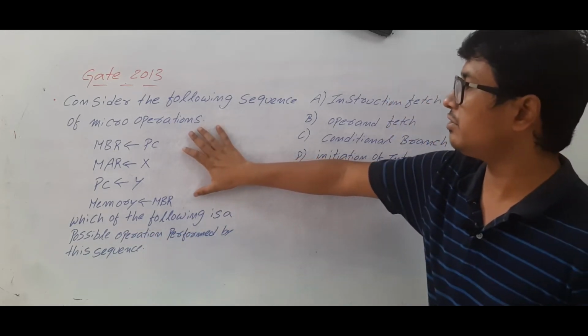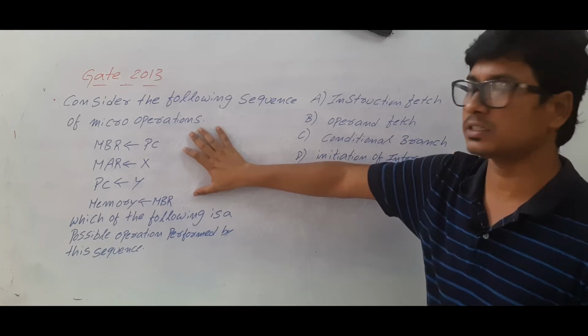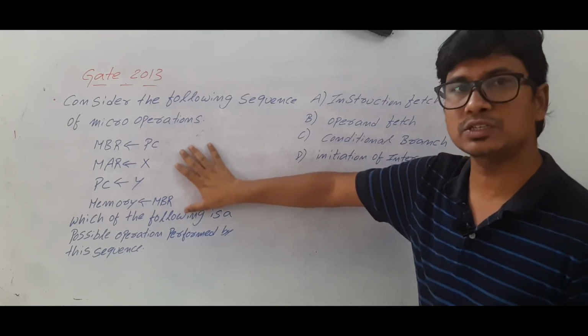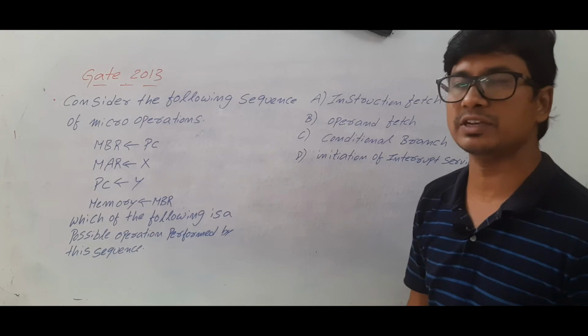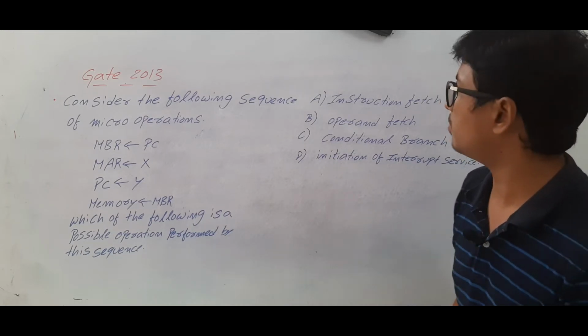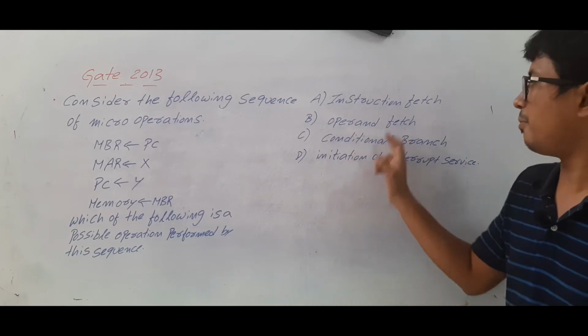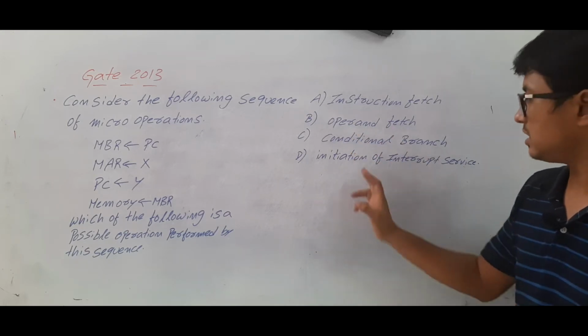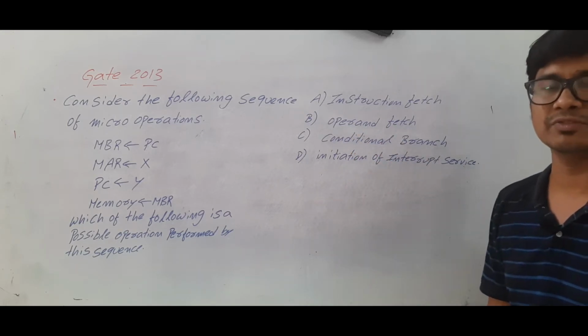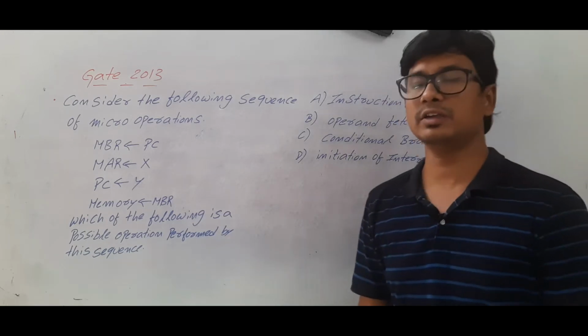So they have given 4 micro operations and they are telling that if we execute these micro operations in a sequence, what operation will we perform. They have given 4 options: instruction fetch, operand fetch, conditional branch, initialization of interrupt service. Now we need to check what is the right answer.